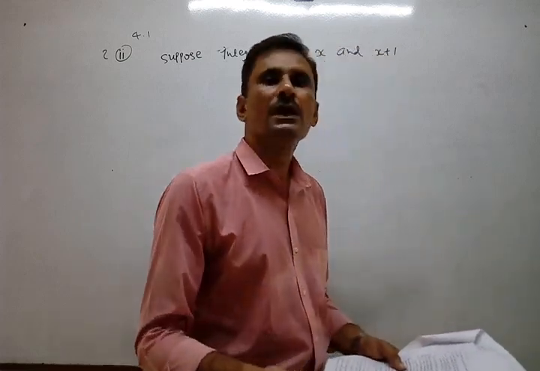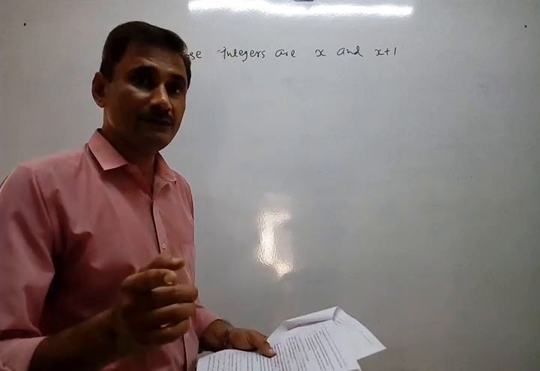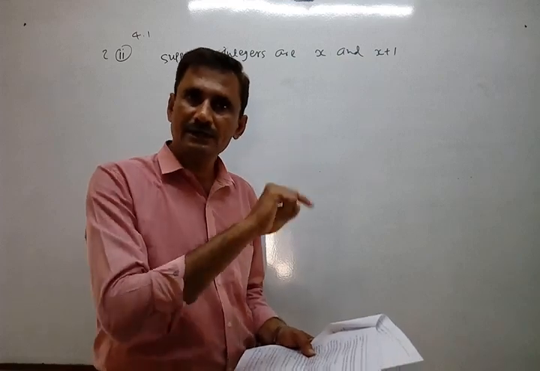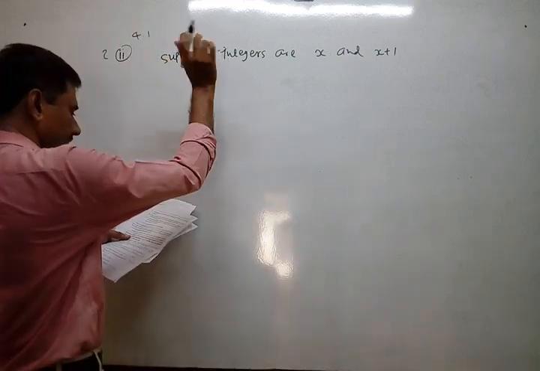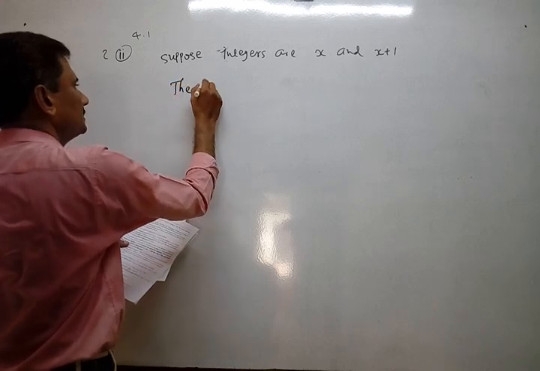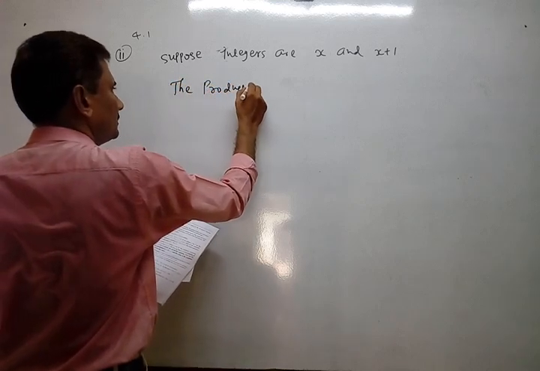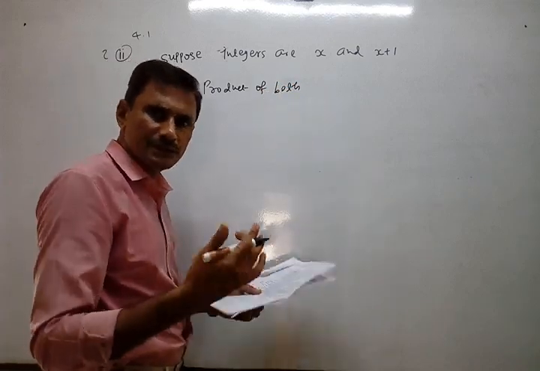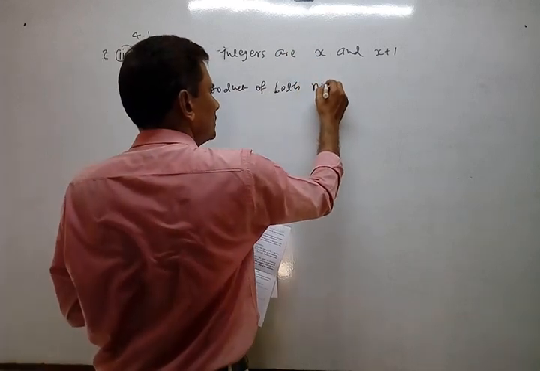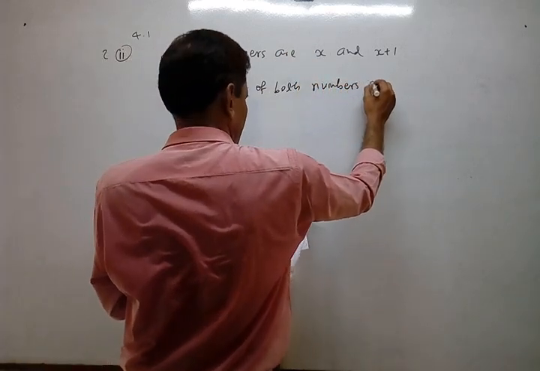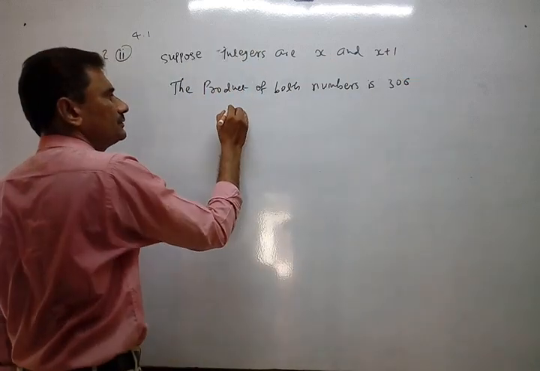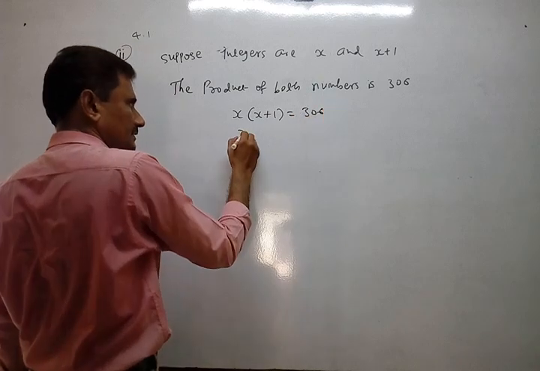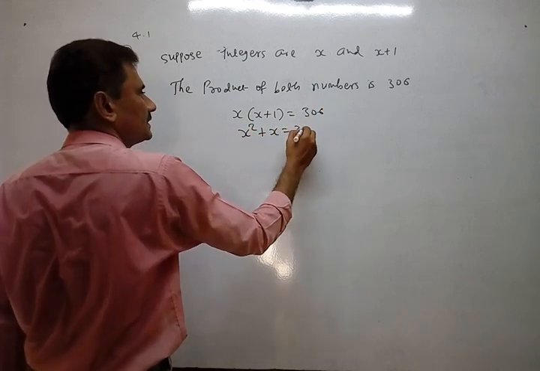The product is 306. You understand why again the product is there? In the first one also area was given, so indirectly product was there. Here also product. So write down this statement: product of both numbers. No need to specify again that both numbers are consecutive positive integers. We know that the product of both numbers is 306. So nothing to do, just multiply x and x plus 1 equal to 306. So x square plus x equal to 306.